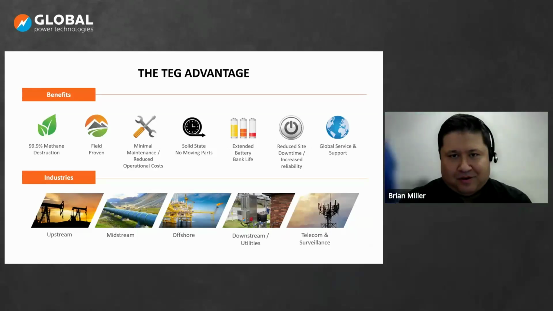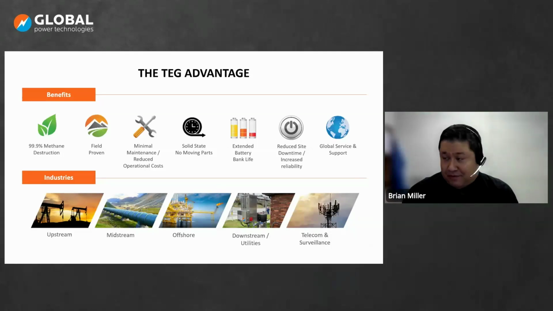Thank you, Laura. So the TEGs offer a lot of advantages compared to conventional generators. One of the advantages is that they're 99.9% methane destruction. They're very good combustion efficiency. We generate heat from that combustion, which powers the solid state thermoelectrics. They're proven in the field since 1975. We've had units in the field. Often they exceed 20 years life as long as you're doing proper maintenance and running them properly. So with the minimal maintenance and reduced operational costs, they're very popular in the oil and gas, midstream, and telecom industry.